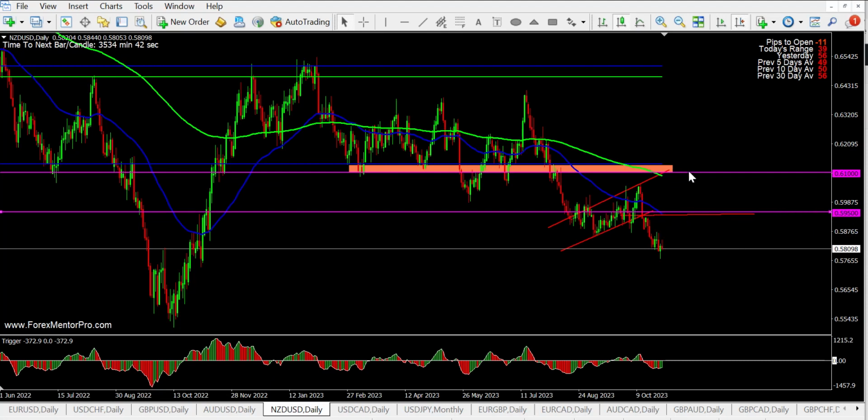A grade for me, spot 61. Again, I do think it's going to challenge these kind of low points on the left hand side here from around 30 August last year, September-ish last year.